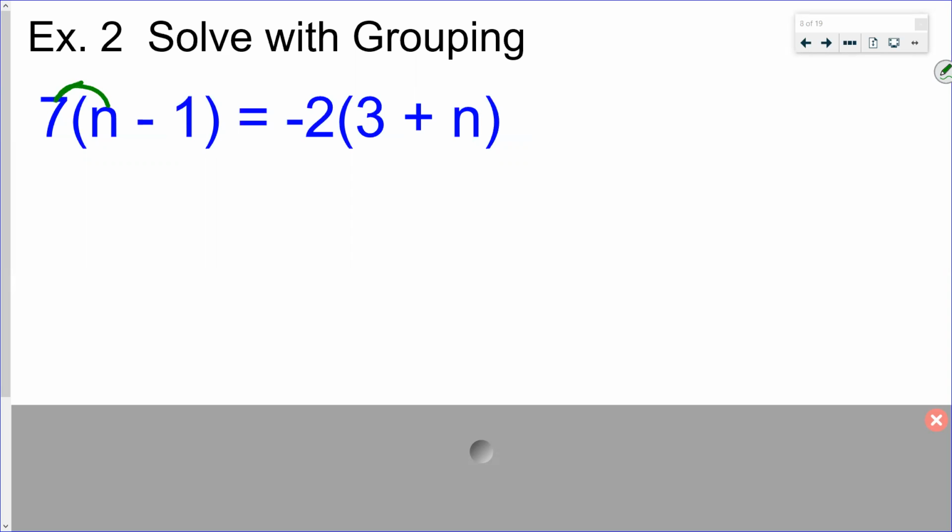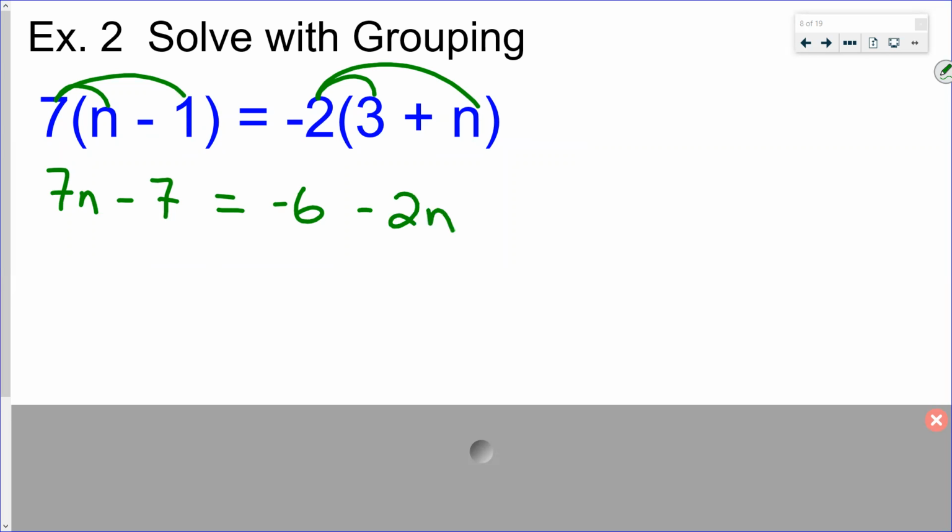Okay, so let's distribute the 7 to everything in the parentheses. 7 times n is 7n, minus 7 times 1 is 7. Bring down our equal sign. We're going to distribute this -2. You got to make sure you pay attention to what sign the number is that we're distributing to everything in here. So -2 times 3 is -6. -2 times n is -2n. All right. This is what we have here.